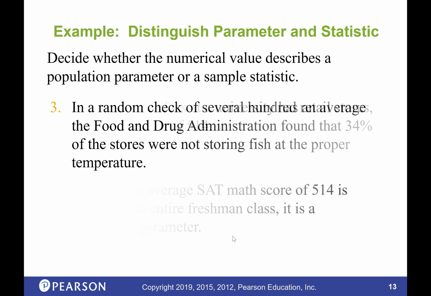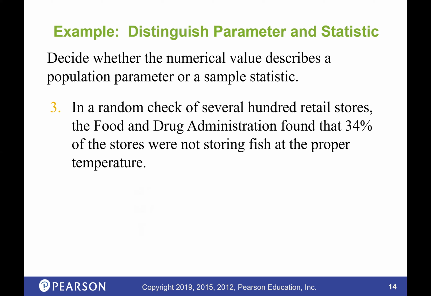Okay, one more. Right here, how about this? Decide whether this is a population parameter or a sample statistic. Here, let's see, the 34%. 34% is describing... so in a random check of several hundred retail stores, the Food and Drug Administration found that 34% of the stores were not storing fish at the proper temperature.